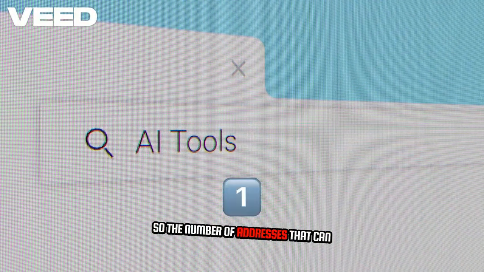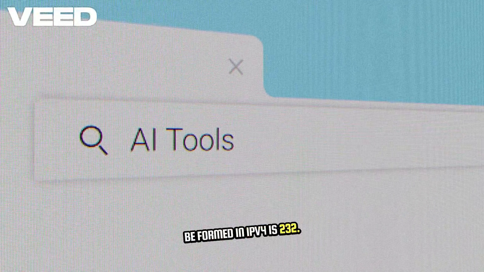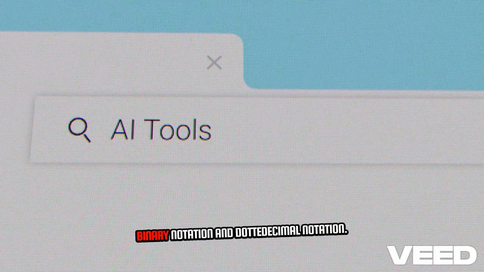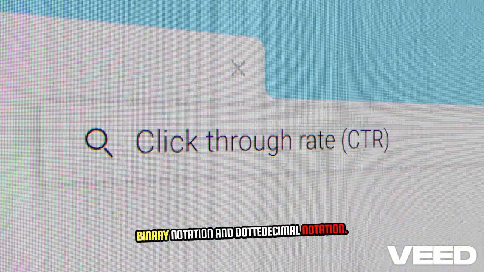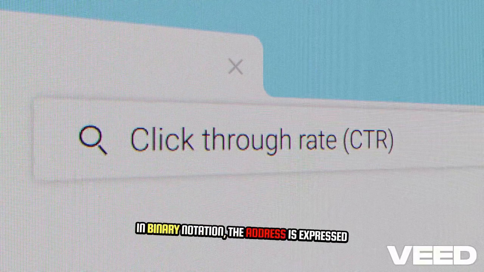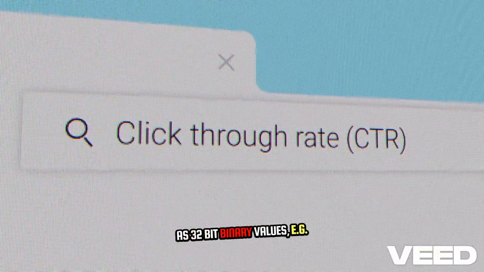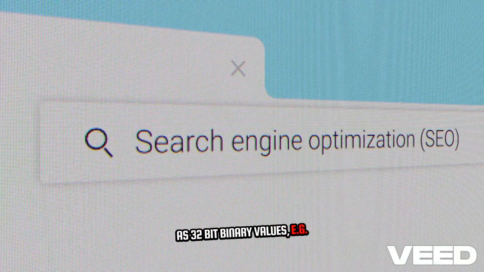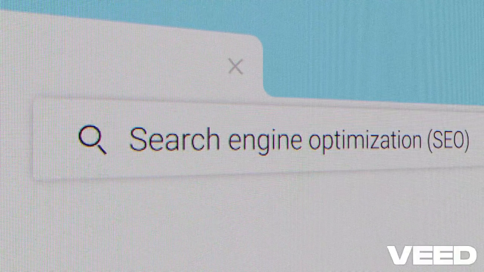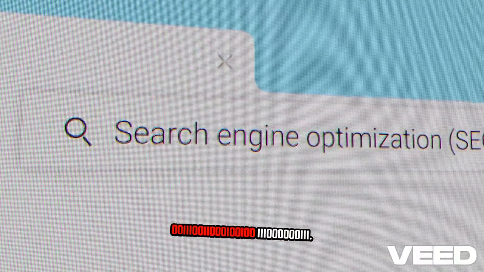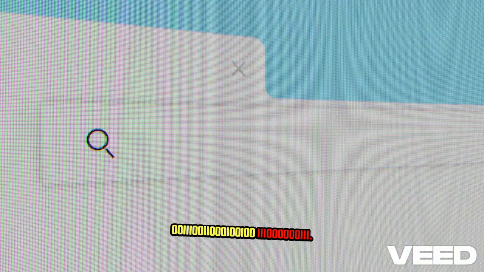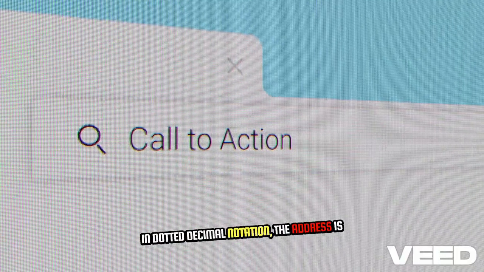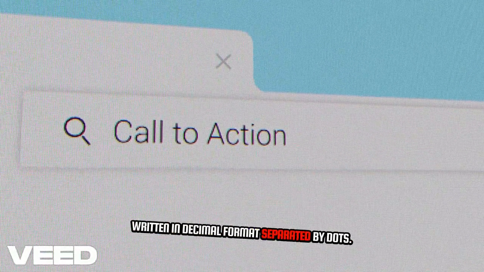So, the number of addresses that can be formed in IPv4 is 2^32. There are two ways to represent the IP addresses, binary notation and dotted decimal notation. In binary notation, the address is expressed as 32-bit binary values. For example, 00110011000100100 1110000000011. In dotted decimal notation, the address is written in decimal format separated by dots.